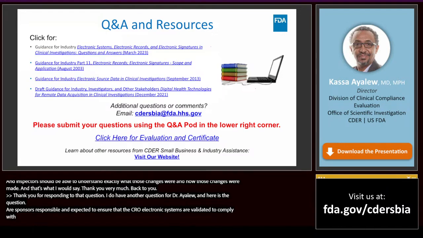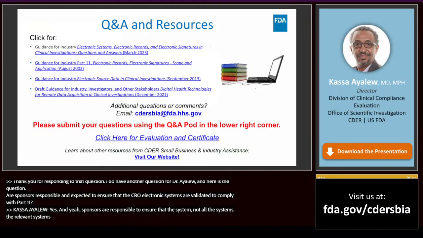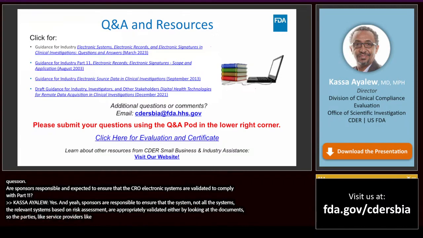Yes, the sponsors are responsible to ensure that the system, not all the systems, relevant systems based on risk assessment, are appropriately validated, either by looking into the documents third parties like service providers like CRO have, or by potentially considering validating that system. Therefore, yes, they would be responsible.